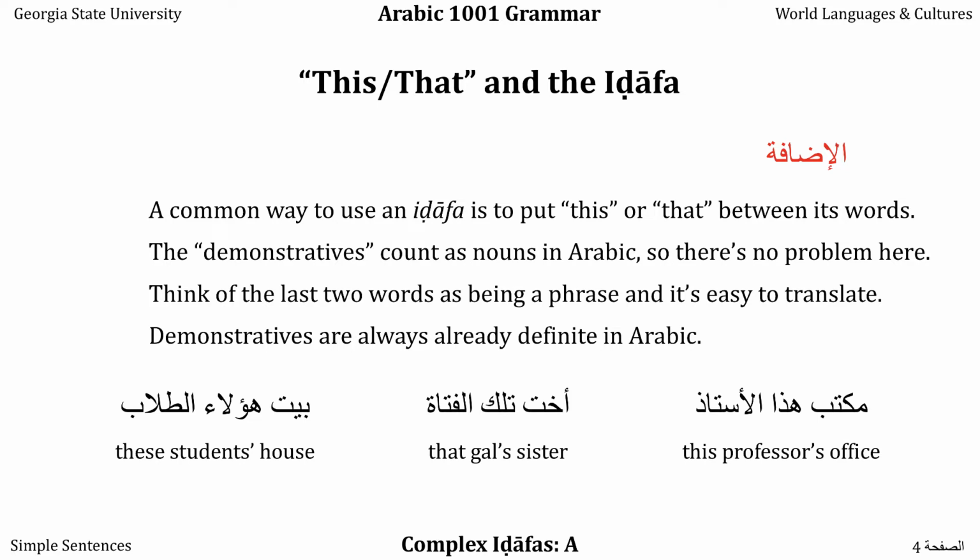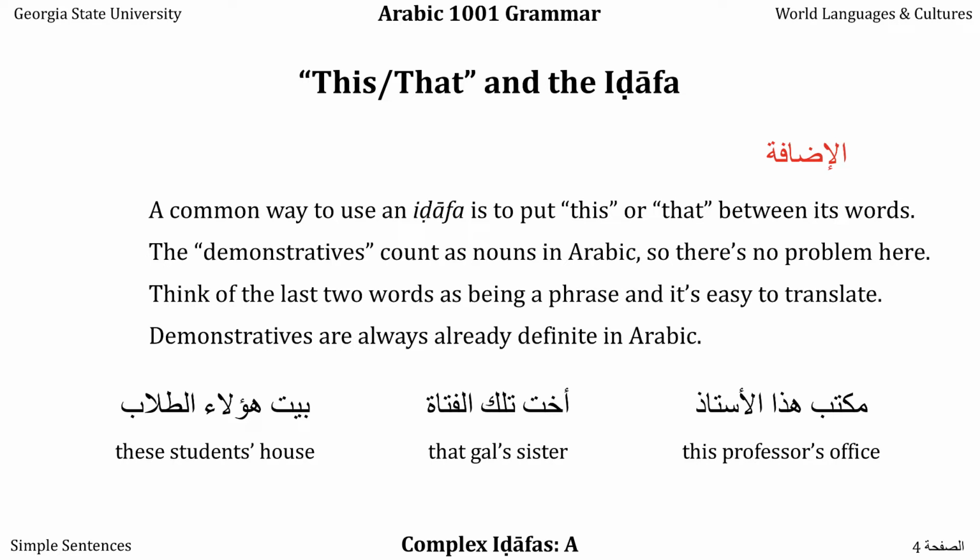So we can say maktab hadha al-ustadh. Hadha al-ustadh by itself means this professor, and now we're saying the office of this professor or this professor's office. It could also mean this professor's desk. It would depend on the context. We can say ukht tilka al-fatat, where tilka al-fatat by itself means that gal or that young woman, and now we have the sister of that young woman or that gal's sister.